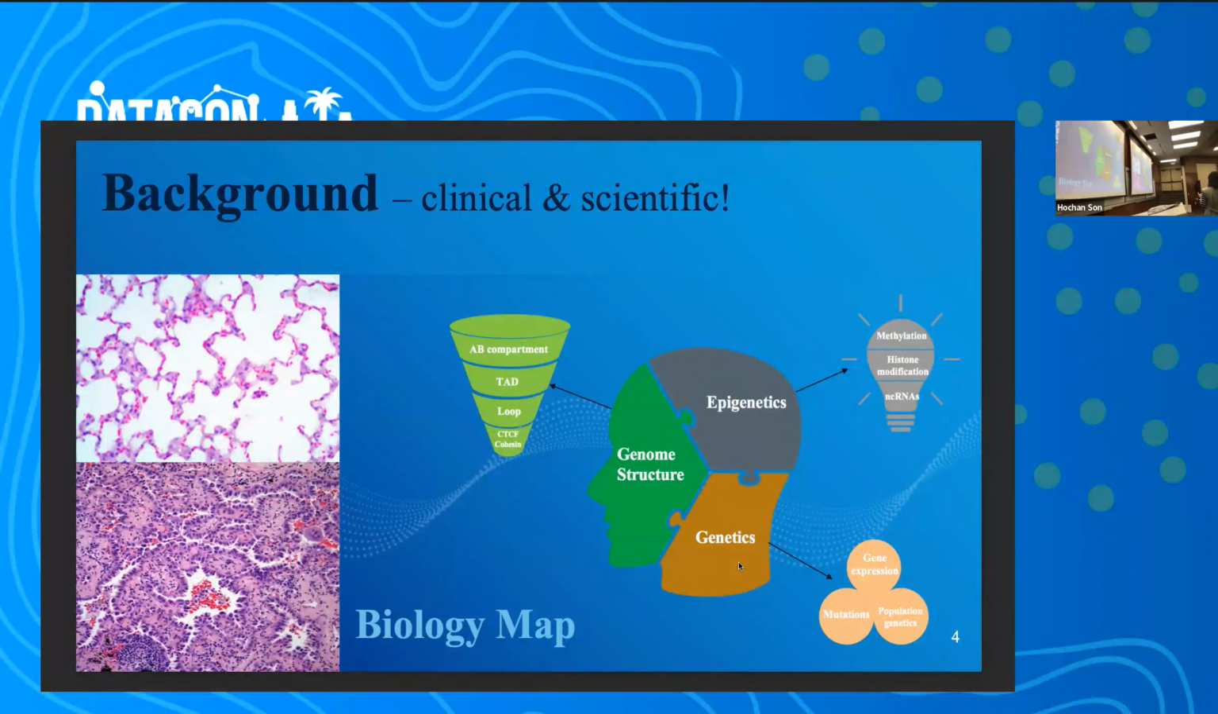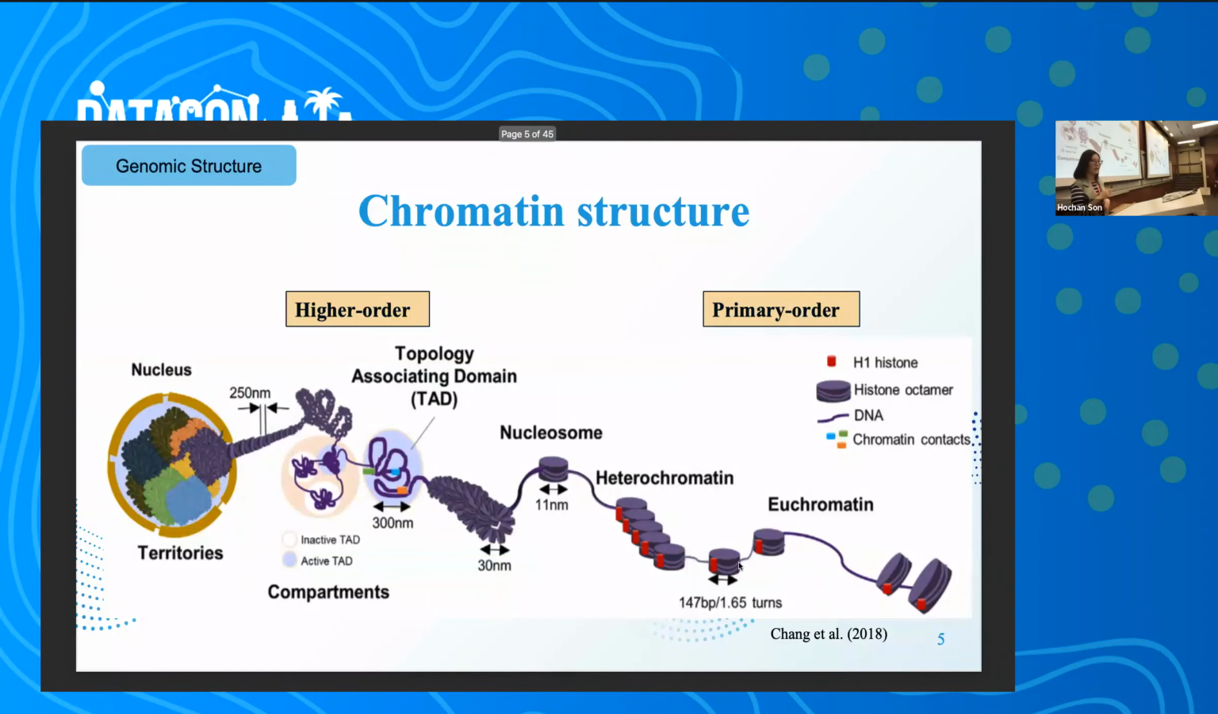Let me introduce you to this biology map here. There are three domains in this map: the genetics domain, genomic structure, and the epigenetics domain. A lot of research has been going on in the genetic domain, but in this project we focus mainly on genomic structure and epigenetics. Now let's step into the genomic structure. I will briefly introduce the background of the genomic structure to help you understand what I do for this project.